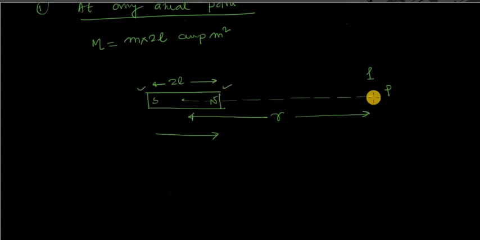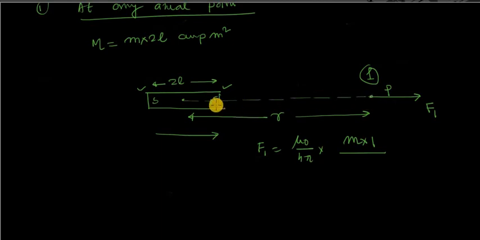For the north pole, the force is acting outward because this is a north pole of unity, this is a north pole, and north poles repel each other. So the repulsive force is in the outward direction, and this is F1. F1 is the force acting on that pole due to this magnetic north pole: mu 0 by 4 pi, this is a constant, into the pole strength of this pole into the pole strength of this arbitrary pole. We have to consider a unit north pole, so m into 1, over the distance NP square.